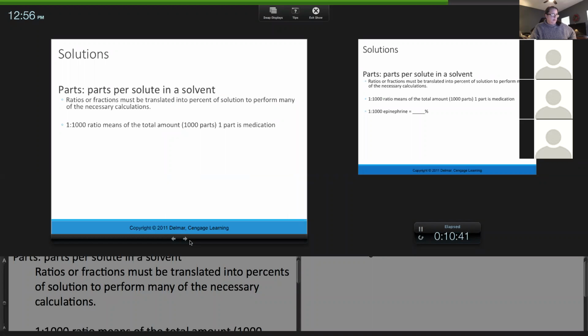Now, when we're talking about solutions and solutes, if it's a 1 to 1,000 ratio, that means one part of that is medication, 1,000 parts of that is fluid, so to speak. So, how many mg are in a mL? It depends on the medication. Mgs does not translate to milliliters.